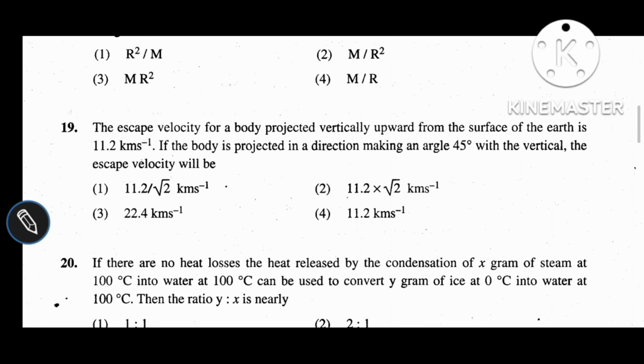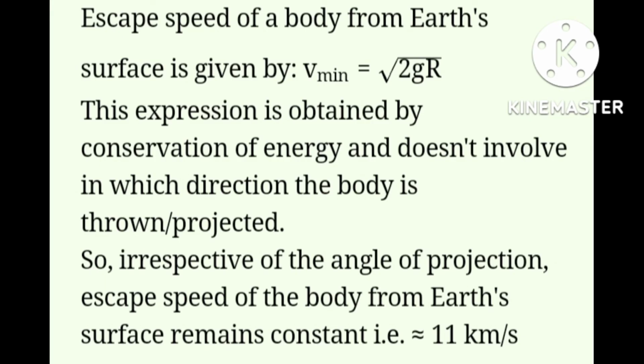19th one, the escape velocity for a body projected vertically upward from the surface of the earth is 11.2 km per second. If the body is projected in a direction making an angle 45 degree with the vertical, then the escape velocity will be. In the problem, we are given the escape velocity of the body from the earth's surface. So irrespective of the angle of projection, the escape speed of the body from the earth's surface always remains constant, which will be always nearly equal to 11 km per second.